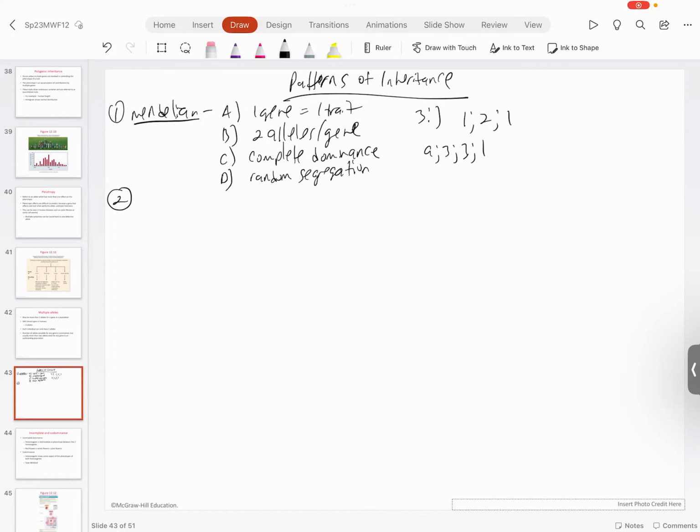I want to start violating each of these criteria, right? Deviations from Mendel. This is the reason why we have this. The first one that we're going to take a look at is polygenic inheritance. That's the first violation.